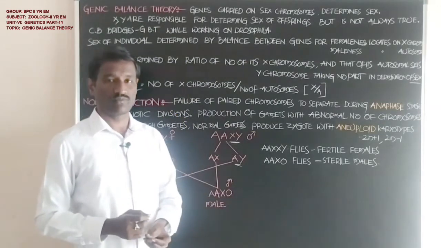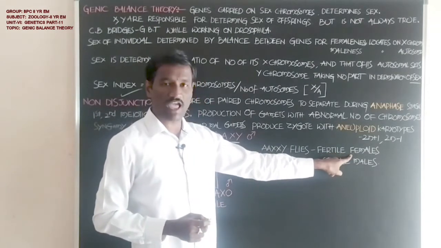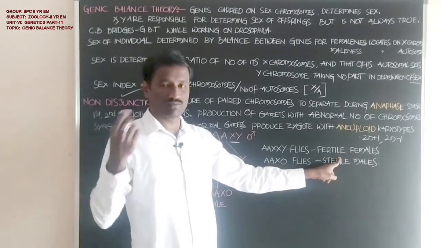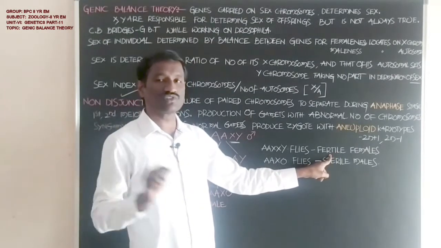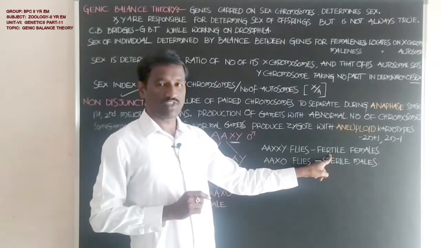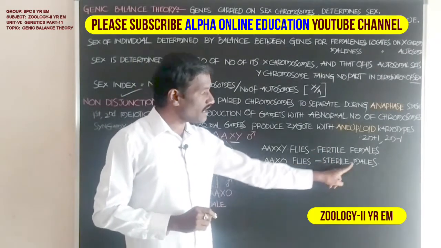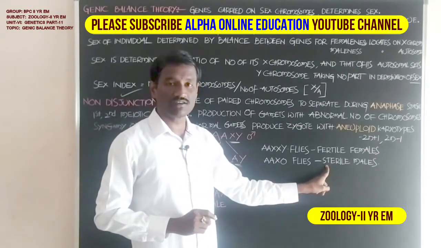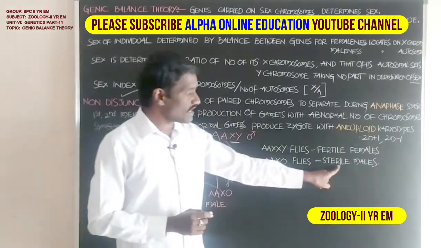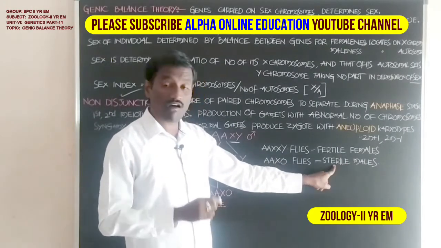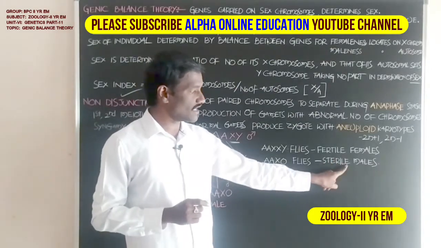Question: fertile females means having the ability to produce offspring, the young ones, having the ability to participate in reproduction. Next, sterile males are the males that lose their ability to reproduce. These are the males that lose their ability to produce offspring. That is sterile males.